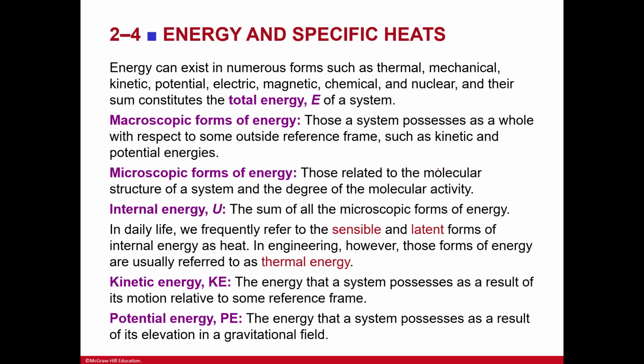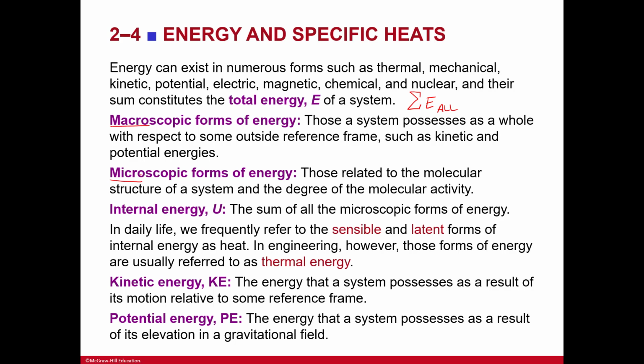So here is energy and specific heats. Energy can exist in numerous forms: thermal, mechanical, kinetic, potential, electric, magnetic, chemical, and nuclear. And their sum constitutes total energy. So the total energy of a system is just all of the types of energy added up, all the forms of energy. The sum of all energies is the total energy. And then you have two different forms of energy, the microscopic and the macroscopic. And you probably have taken macro and microeconomics.